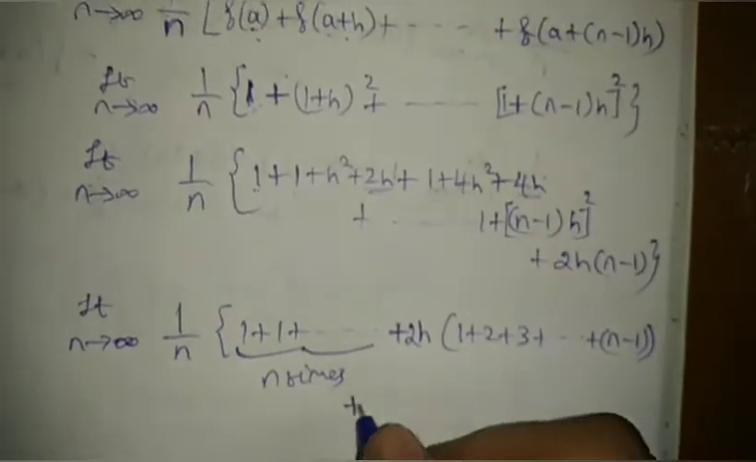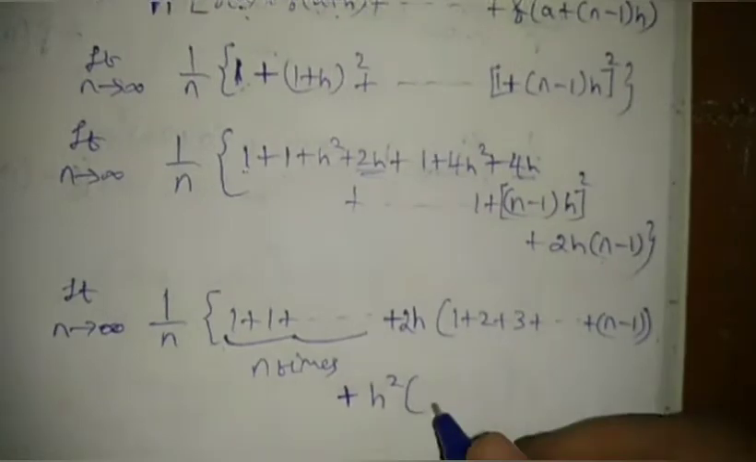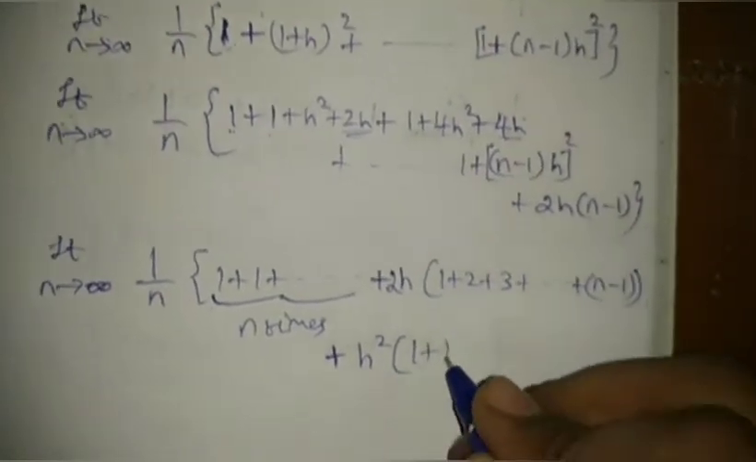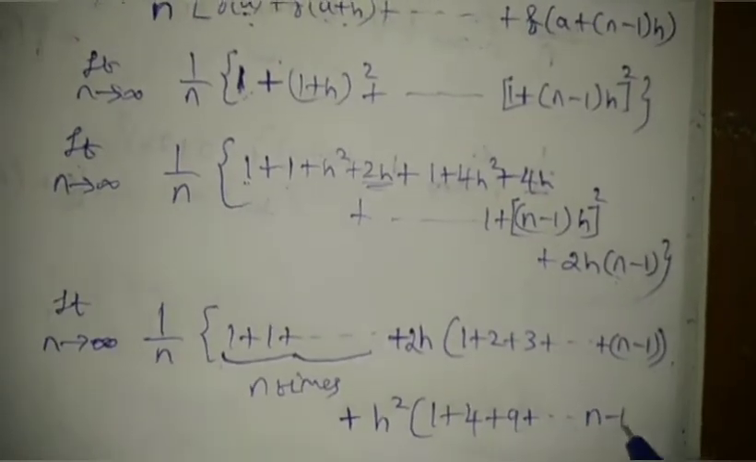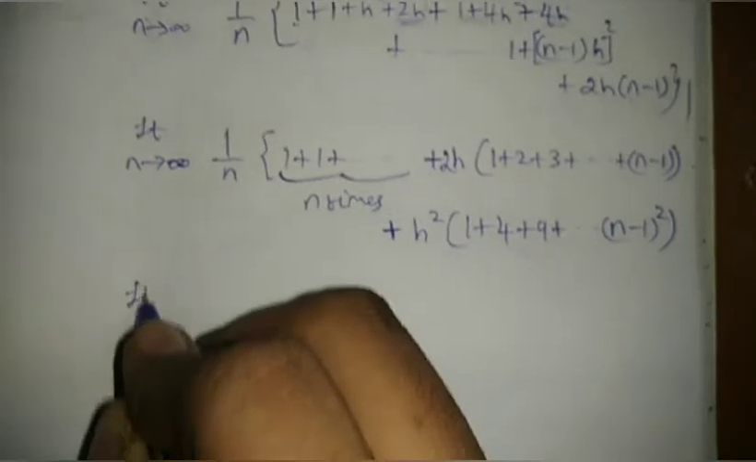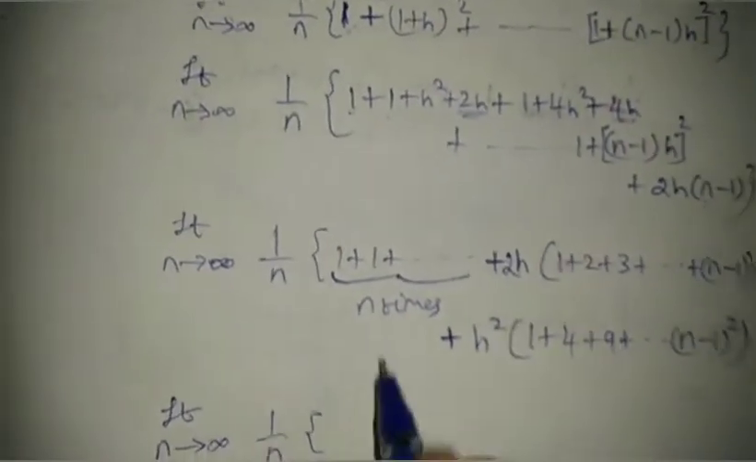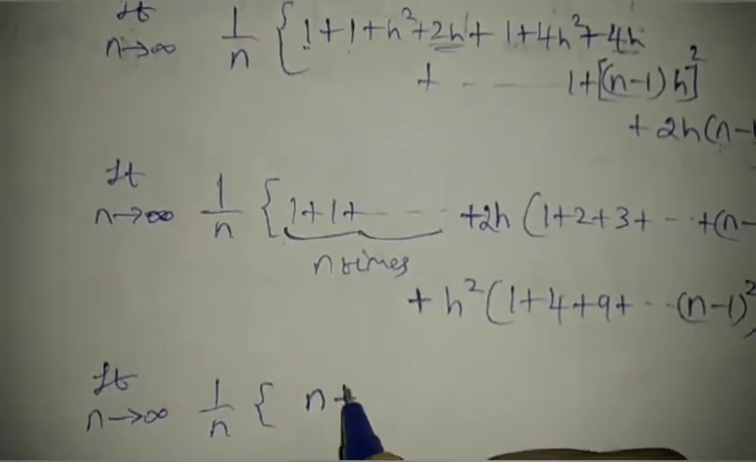And next is the h square term. You can take h square common out here. So h square common into 1 plus 4 plus 9 plus and so on up to n minus 1 the whole square, correct? This is actually the sum of squares. Sorry. So limit n tends to infinity, 1 by n. This will be n times, meaning 1 plus 1 plus up to n, so the answer will be n only, correct? And this will be 2 into h.